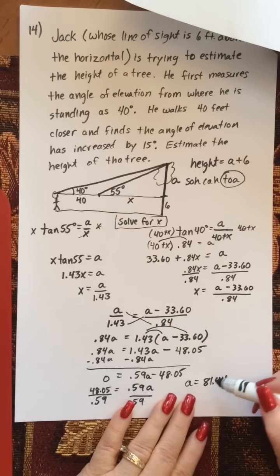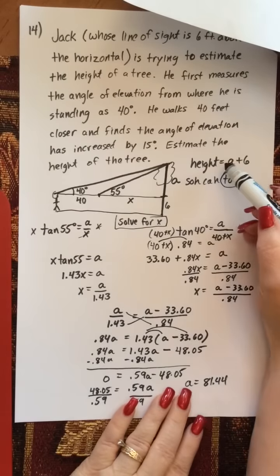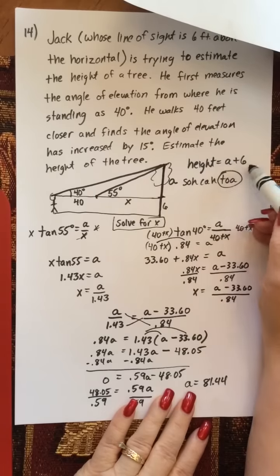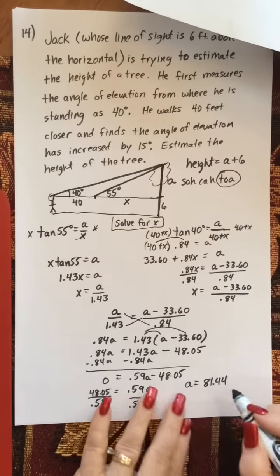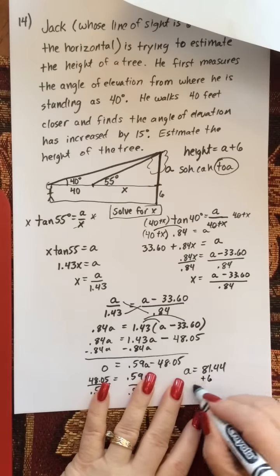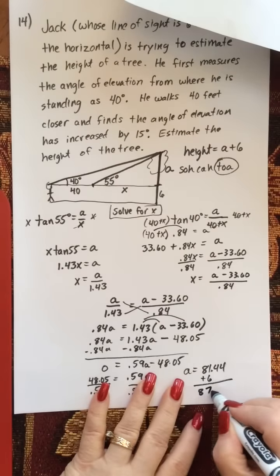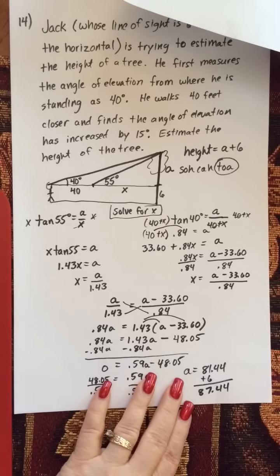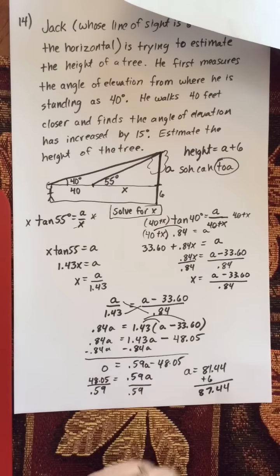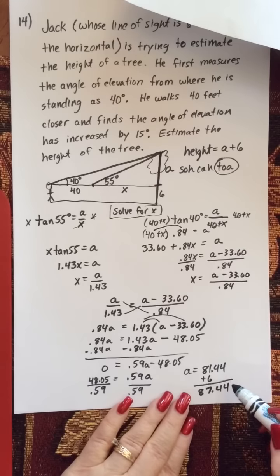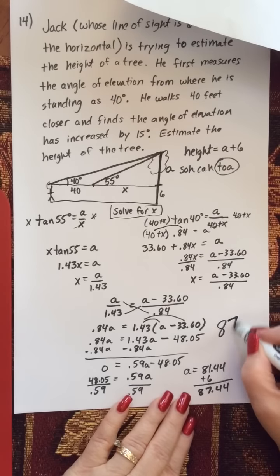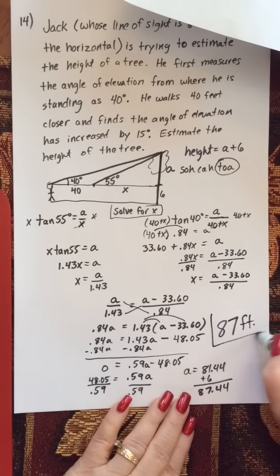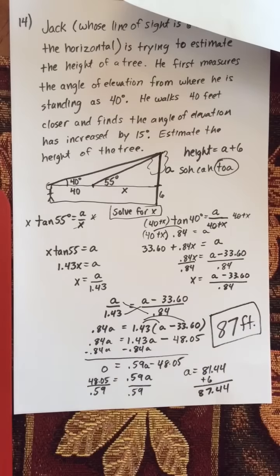So before you get crazy, remember, we didn't really say that 81 was going to be our answer. Our answer, the height of the tree, is going to be a plus 6. So all you have to do is just add 6 to this. So my answer will be 87.44, and I think it says estimate the height of the tree to the nearest foot. And so we would say the tree is about 87 feet tall. That would be our final answer.